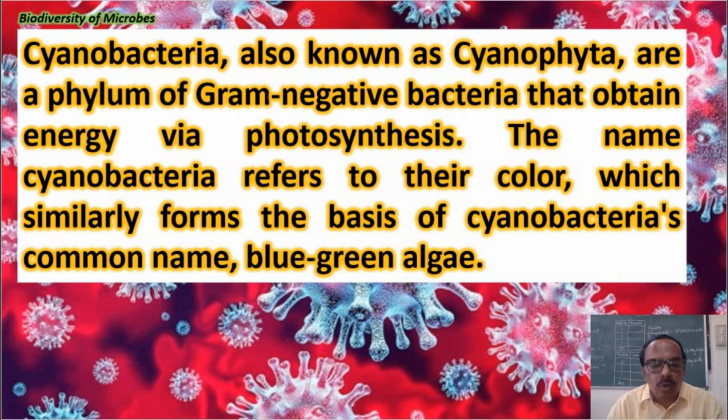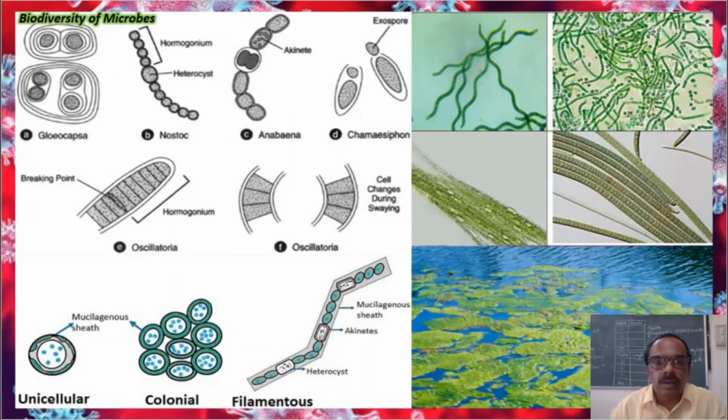The next group of microbes is cyanobacteria, which is also called blue-green algae, which are gram-negative bacteria. They obtain food by photosynthesis. They are the first group of photosynthetic organisms that evolved on the earth. They have blue-green pigments, that is phycocyanin and phycoerythrin. This is the biodiversity of blue-green algae.